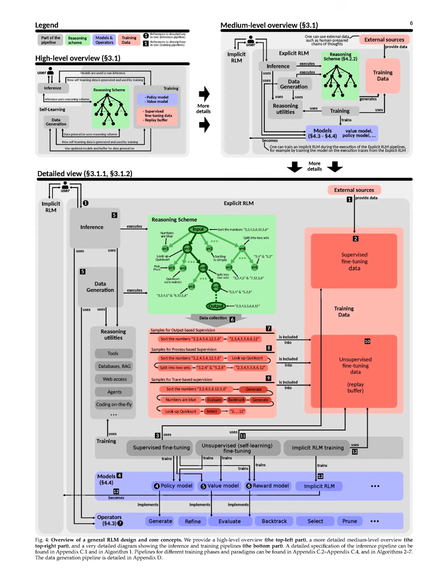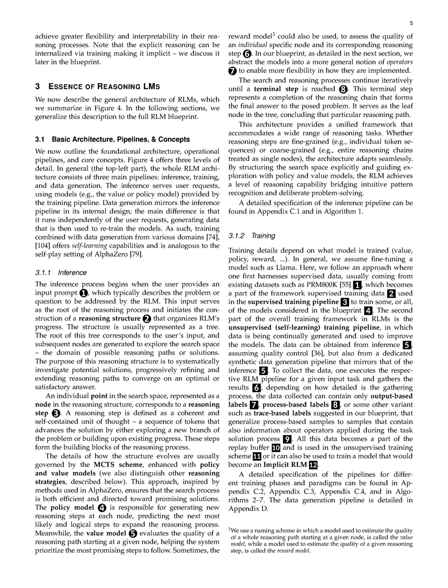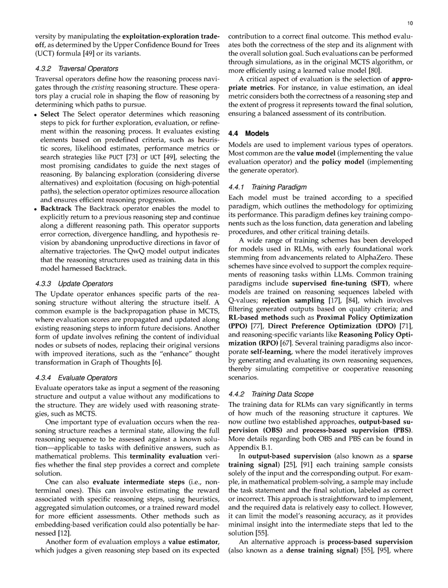In the reasoning structure of a reasoning language model, RLM, the evolution during a task can be illustrated through a simple mathematical problem-solving scenario. Initially, the user provides an input prompt, such as, "What is 7 plus 5?" This prompt serves as the root of the reasoning tree. The first operator applied is the generate operator, which creates a new reasoning step that explores potential calculations, such as 7 plus 5 equals 12.